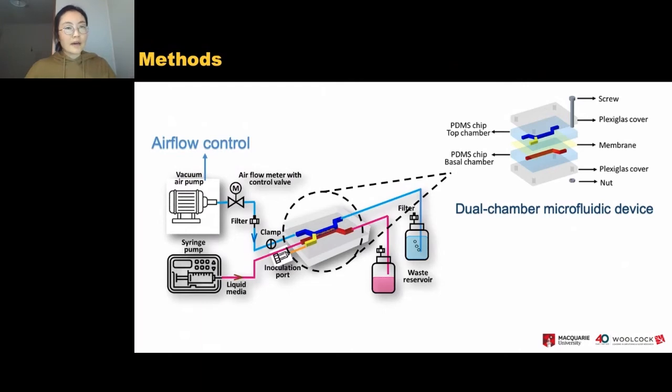An air pump is connected to the top channel to provide airflow, and the syringe pump is used to drive the liquid media flow in the bottom channel, and the waste is collected in the waste reservoir. The bacteria were seeded in the top channel and grew at the air-liquid interface.